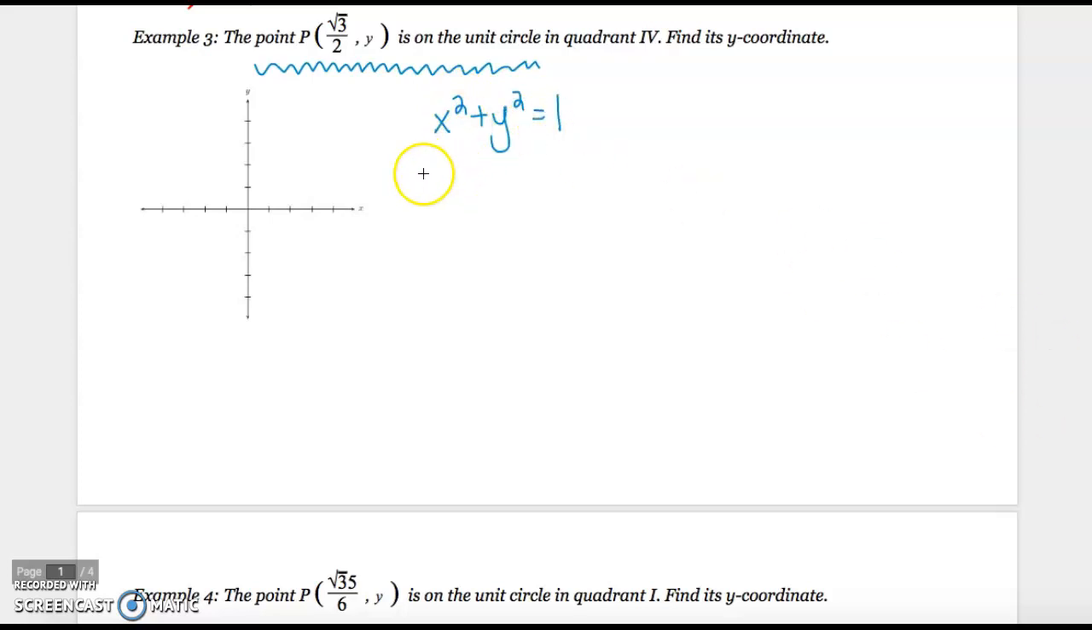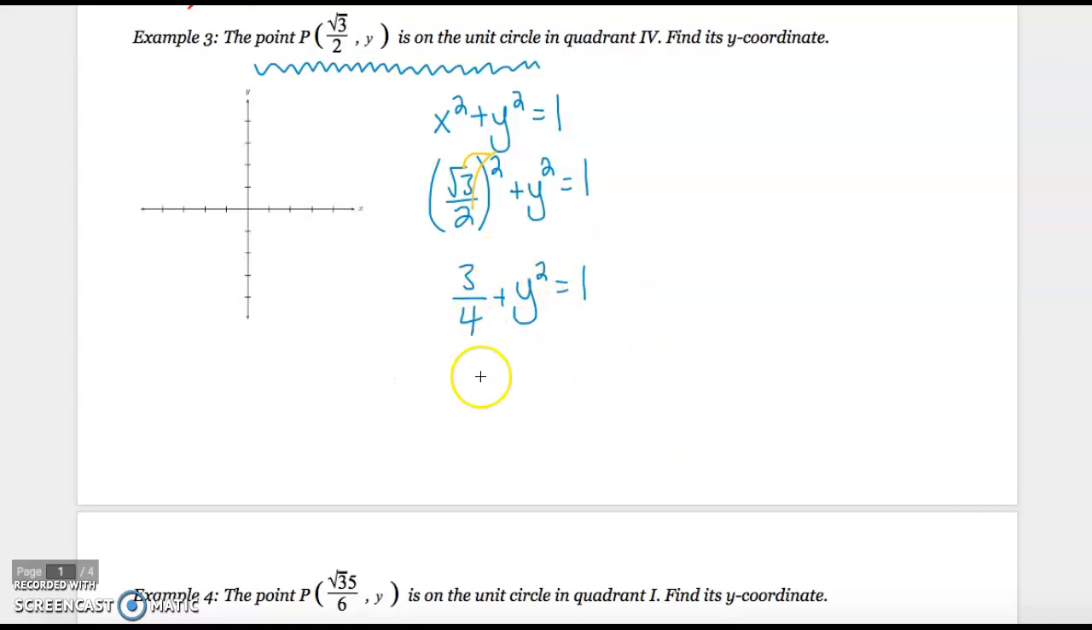Okay, so I'm going to plug in my x value, and my y is unknown, so I'll just leave that as a y. Square root of 3 over 2 squared plus y squared equals 1, and now I'm going to solve for this y value. Distribute that squared: square root of 3 squared is just 3, and 2 squared is 4, so 3/4 plus y squared equals 1. Then I'm going to start solving for y.